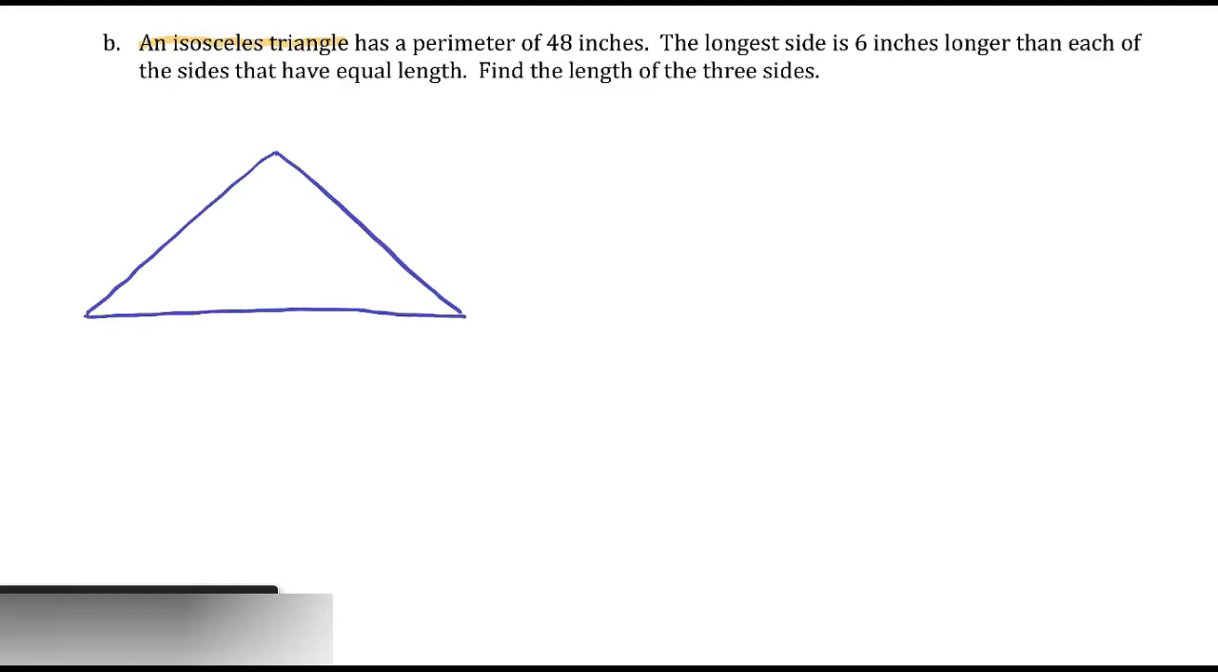Remember, the special thing about isosceles triangles is that 2 sides are the same. And the way that I have drawn this, I have these 2 sides of equal length. The third side I'll label Y. Let's keep reading. An isosceles triangle has a perimeter of 48 inches. That is, the perimeter of this triangle is 48 inches, or x plus x plus y is 48 inches.